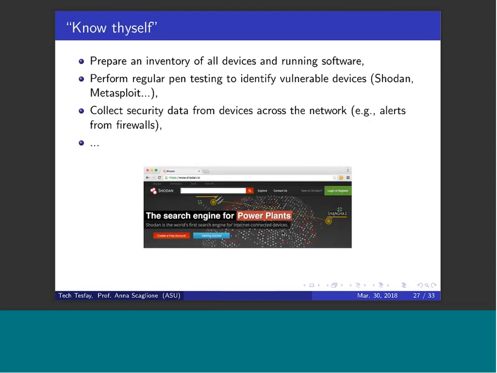So by knowing our system, what we mean is that a utility should prepare an inventory of all devices, including the legacy devices and all the software that's running, all the ports that are open. And the utility also performs regular pen testing operations to identify any vulnerable devices. We can use Metasploit tools, or we can use a localized Shodan API to look for any vulnerabilities in our system.